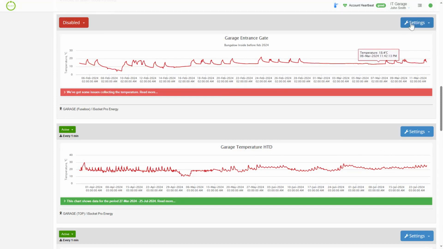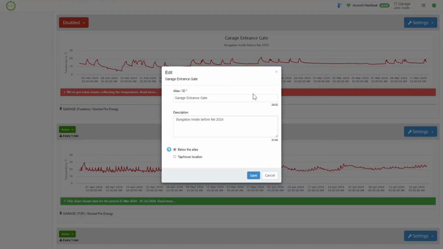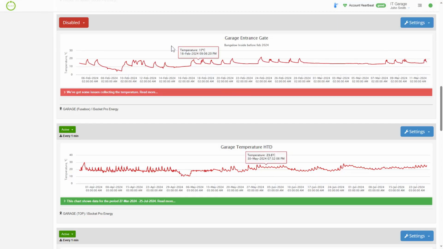Well, guys, I memorized quite badly for myself here, so I don't remember what that one was. And it's disabled because it doesn't work right now. But let's take a look at this. This is the temperature inside the garage. I marked it top, so it's at the top of the ceiling.